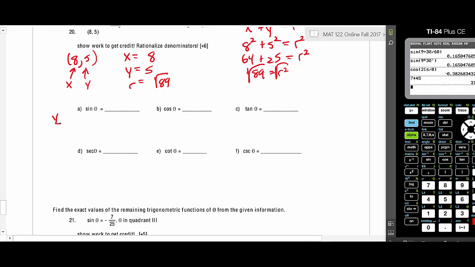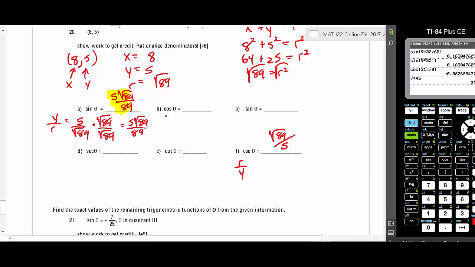So the sine is y over r. So that's going to be 5 over root 89. Okay, while I'm at it, the cosecant is r over y. So that's just going to be square root of 89 over 5 like that. Okay, now I'm going to go ahead and rationalize a denominator. So that would give me an answer of 5 root 89 over 89. You want to be sure you put these in rationalized form. Okay, so that would be your answer to that.